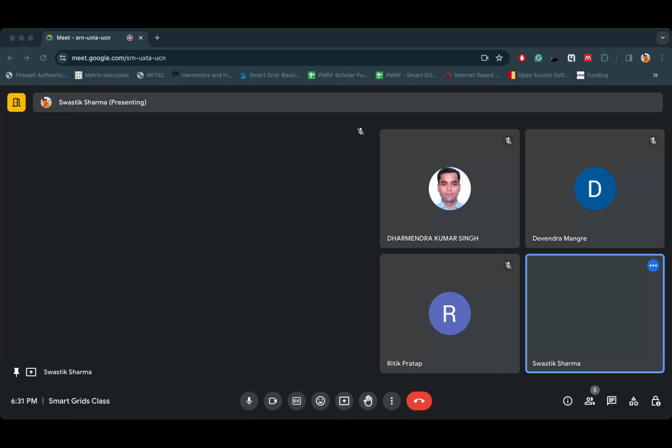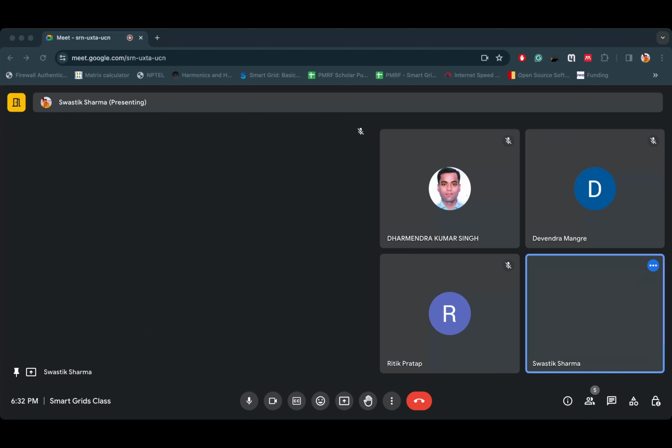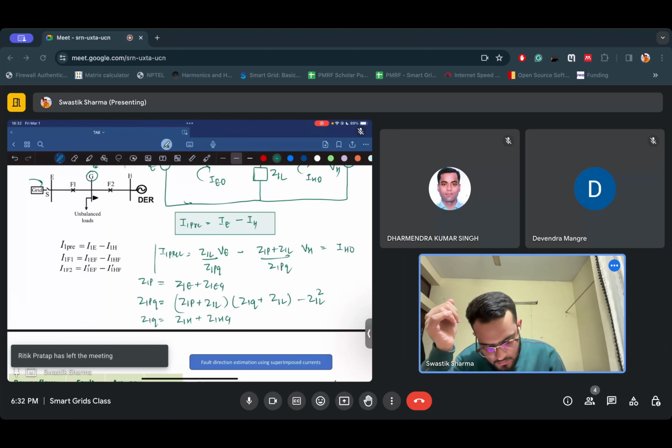So first, let me tell you what Z1P is. It's Z1E plus Z1EG, and Z1PQ is Z1P plus Z1L multiplied by Z1Q plus Z1L minus Z1L square, and Z1Q is Z1H plus Z1HG. So you will be able to derive this formula using Kirchhoff's voltage law. I won't go into that. So this is how you can now calculate what I1P will look like using this formula.